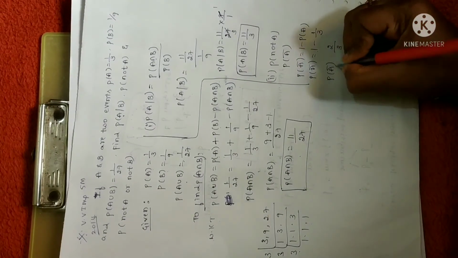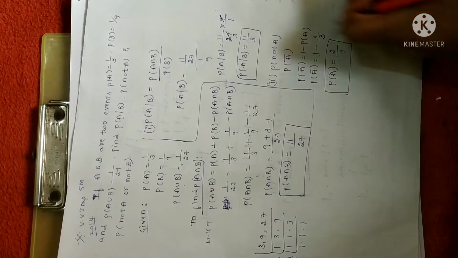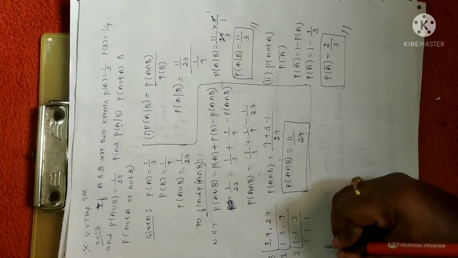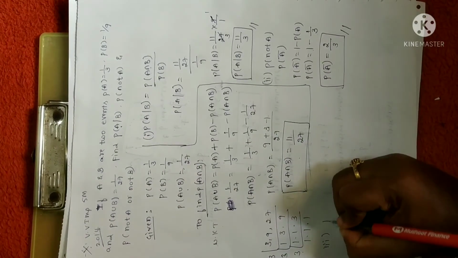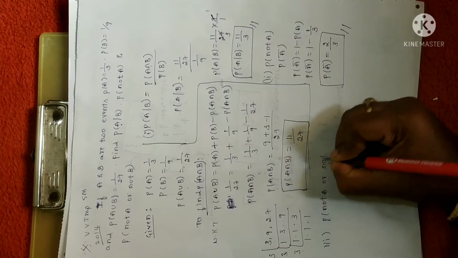Therefore P of A bar is equal to 2 by 3. This is the solution for the second one. Fine. Now let me find the third one. So I'll just do it here. The third one is probability of not A or not B.